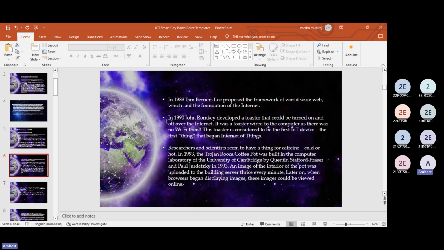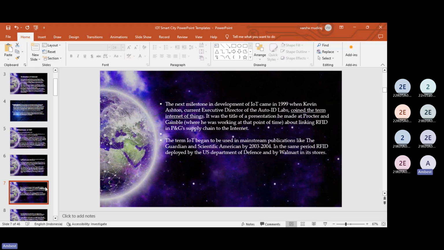In 1993, at the University of Cambridge library, two persons, Quentin and Paul, set up a camera. An image of the interior was uploaded by the building's server twice a minute, and later the image was viewed online itself.